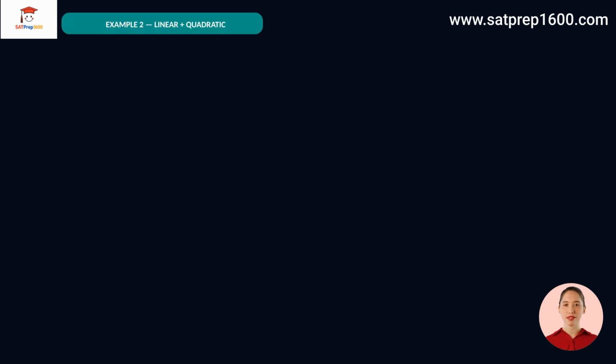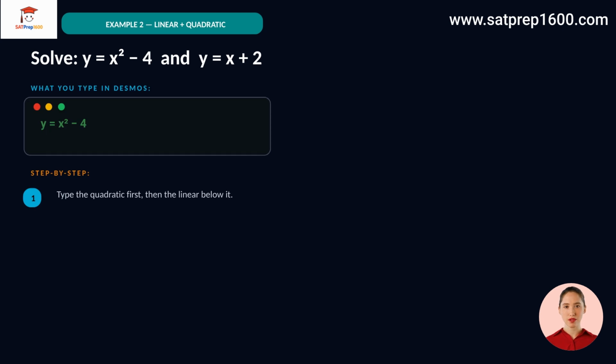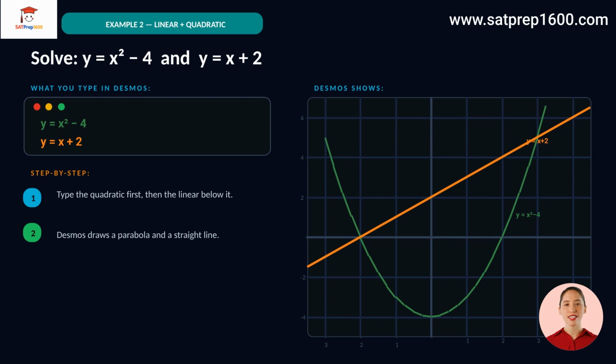Now let's level up. Same method, but with a curve. Solve y equals x squared minus 4 and y equals x plus 2. Type the quadratic first, then the linear below it. Desmos draws a parabola and a straight line crossing through it. Here's what's different. You get 2 intersections. Quadratics can have 2 solutions, and Desmos shows you both.